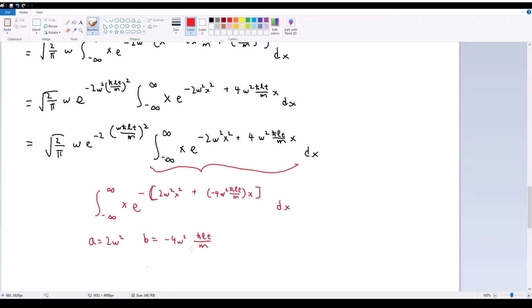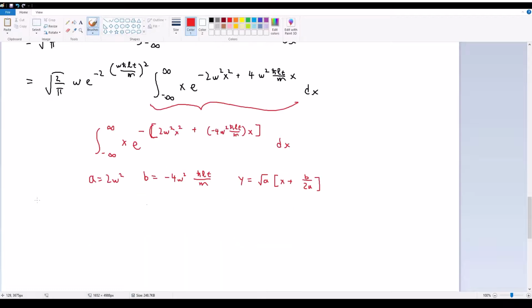At this point, we can redefine a new variable. We can define y. y is going to equal the square root of a times x plus b over 2a. So we can rewrite this now as the integral from negative infinity to positive infinity of x times e to the negative y squared plus b squared over 4a dx. We want to switch from dx to dy, so dy is going to equal square root of a dx, or dx is going to equal dy over square root of a.